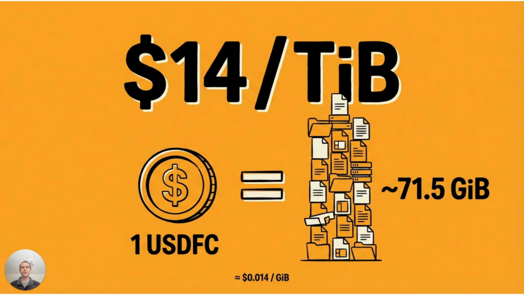All right, let's talk pricing. Egress runs at up to $14 per TIB. Scale that down and it works out to about $0.015 per GB. To put that in perspective, if you drop one USDFC into your egress balance, you've just covered roughly 71.5 GB of downloads. For most applications, that's pretty decent runway.